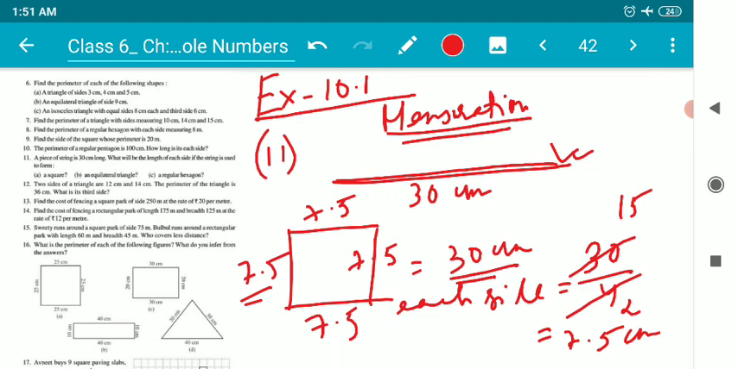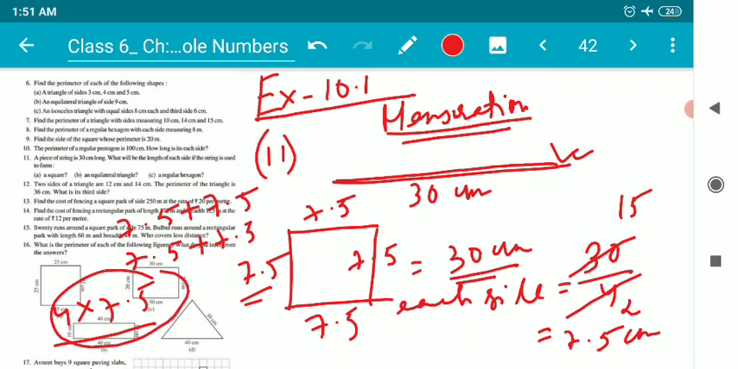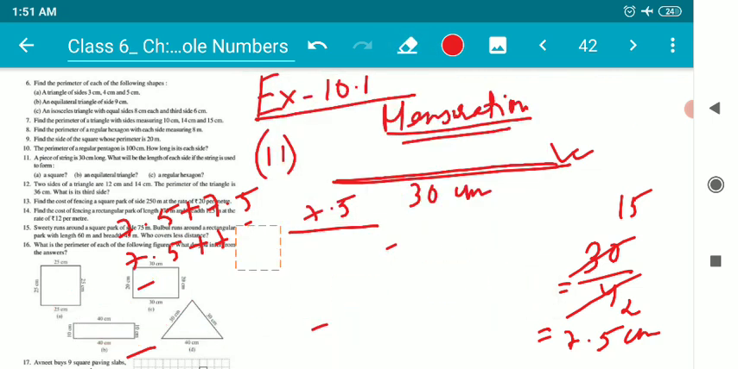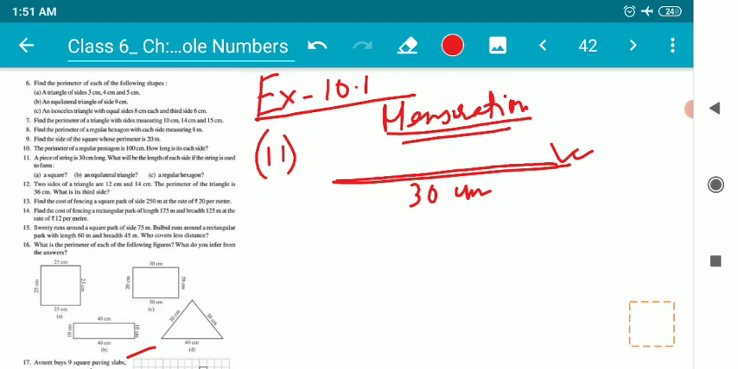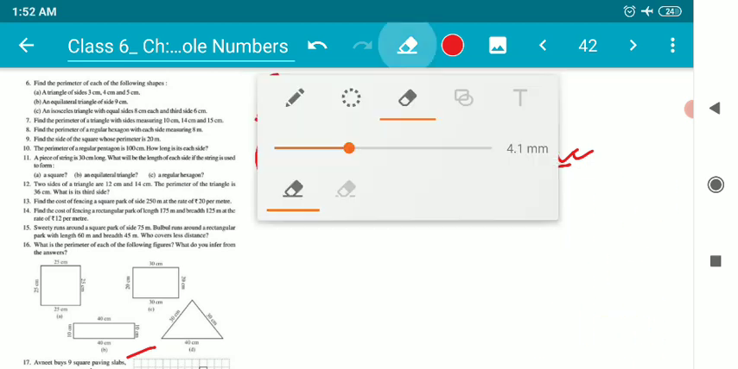Now a question may arise in your mind: sir, how could we cross-check our answer whether it's 7.5 or not? If you really want to check your answer, just add 7.5 four times, or you can simply multiply 4 with 7.5. Children, your answer will surely be 30 centimeter. So I have measured the measure of each side of a square. That was 7.5 centimeter. And now we are asked to draw an equilateral triangle.